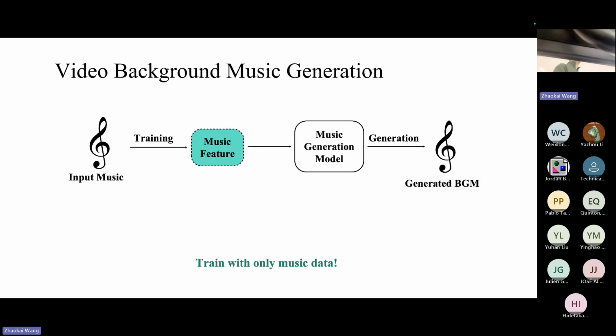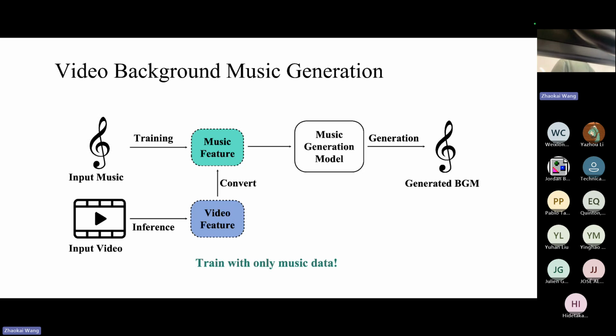So this leads to our core design: we only train this model with music data. We extract some music features from the music, and we use these features to train the model. This is for training. But for inference, we extract some video features from the video, and then these video features are converted into music features. In this way, at inference time, you can just generate music from video, but we do not need paired data for training.